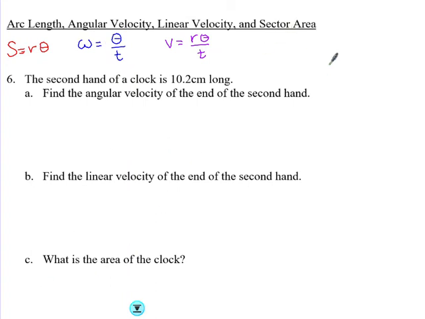Our last formula is for sector area. A sector is like a pie wedge. It's part of a circle. Sector area is 1/2 r squared theta, where theta is an angle. The important thing in all of these formulas is that theta is in radians.